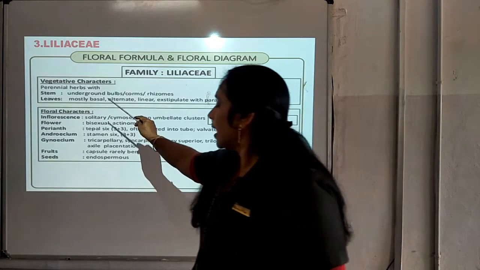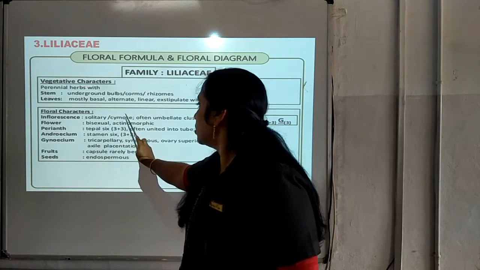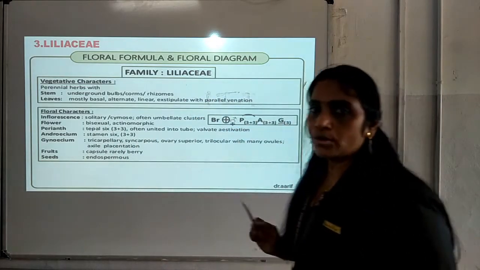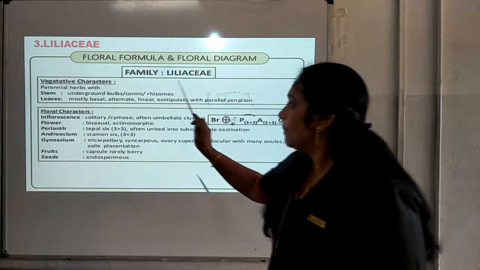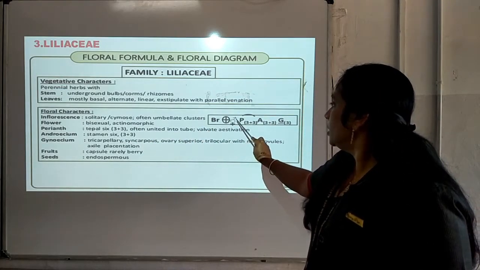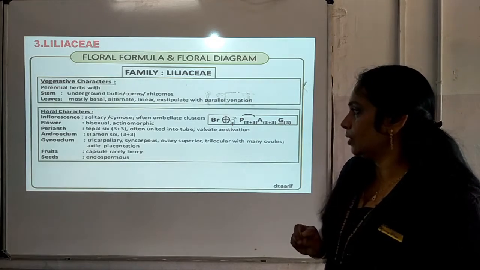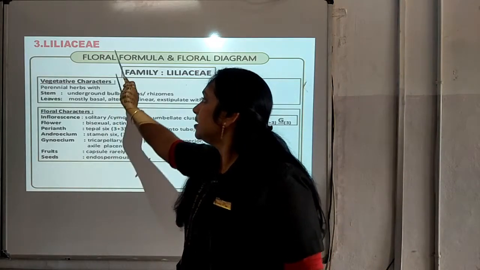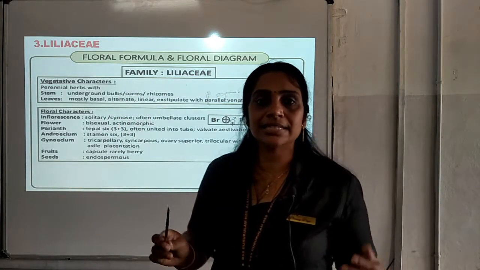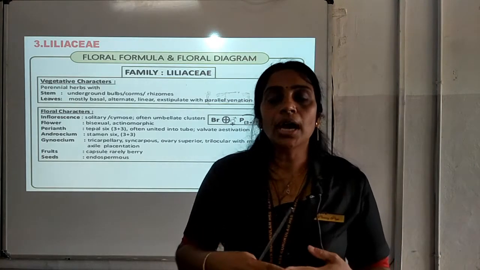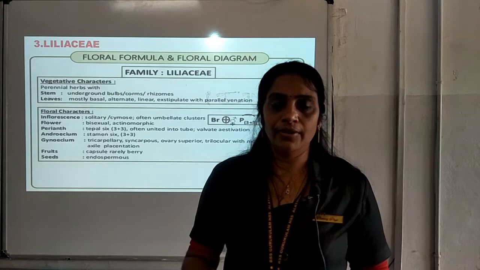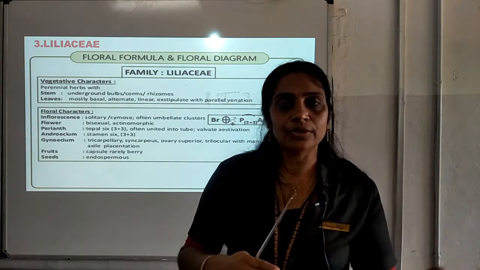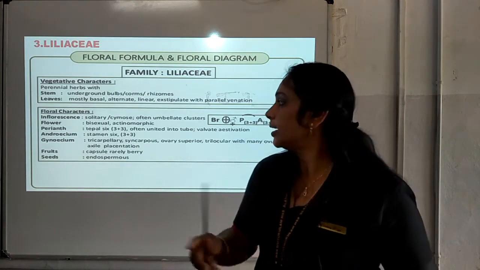Now, floral character: inflorescence solitary or cymose, often umbellate clusters, flower bisexual and actinomorphic. Now we are coming to the floral formula: bisexual, actinomorphic. Bract is present there, that is why it is given as BR. Now, perianth is present in the case of the Liliaceae family, and what is perianth? Perianth is tepal, because calyx and corolla are not differentiated in this flower. Calyx and corolla are united together, so we cannot differentiate which is calyx and which is corolla. That is why it is called perianth.